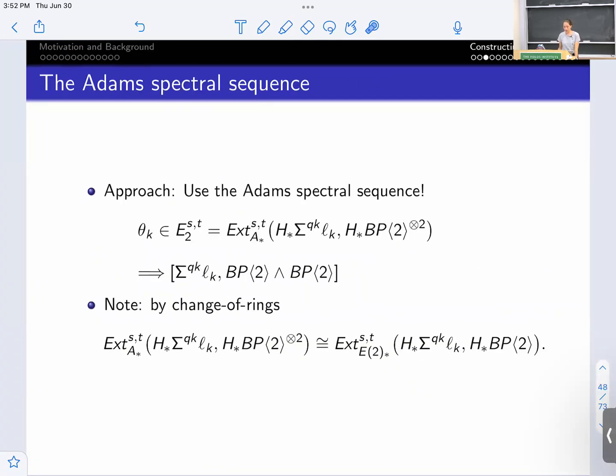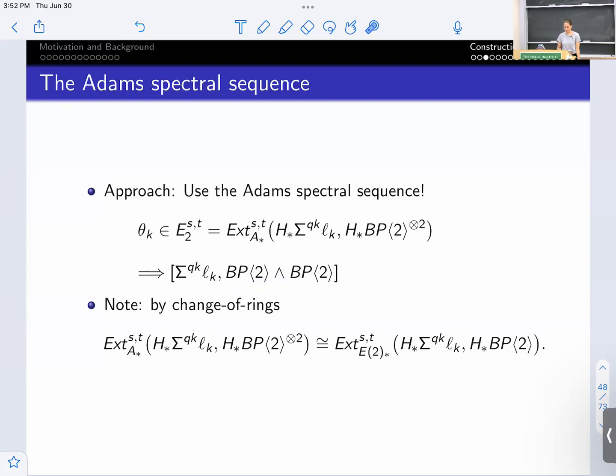So the approach that I took is to use another Adams spectral sequence. Each of these maps theta k here, we can think of as being a class in the E2 page, which is Ext over the dual Steenrod algebra from the homology of the appropriate Brown-Gittler spectrum into the homology of BP2 tensor with itself. And basically, if this class theta k survives the spectral sequence, then it should generate an appropriate map from LK to BP2 smash BP2.